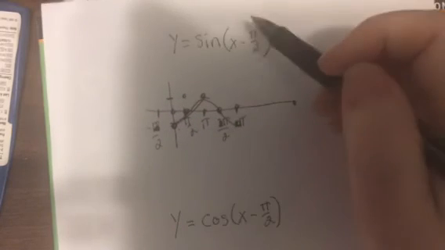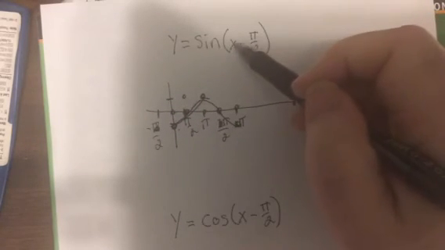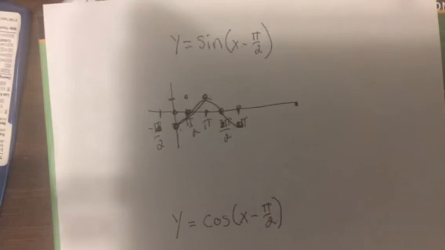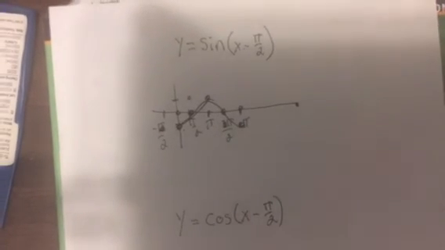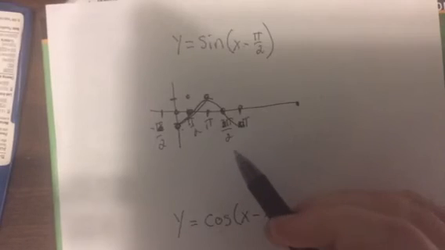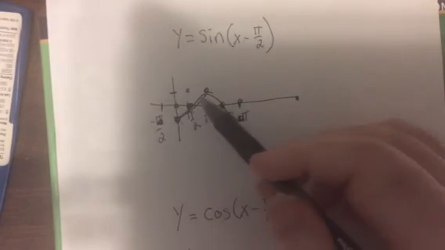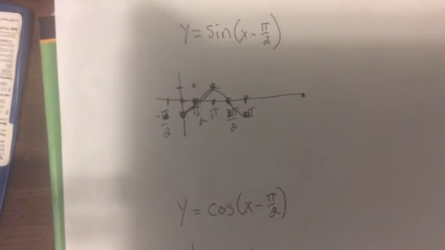If you add pi over 2 or 90 degrees to the x on a sine, my iPad is doing weird things. Sorry. It becomes cosine if you shift it this many degrees. So it's said to be out of phase by 90 degrees.